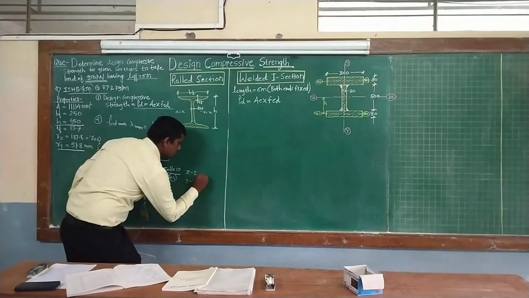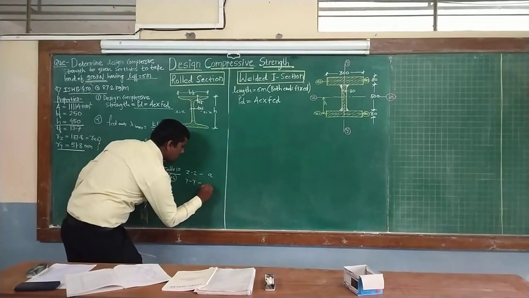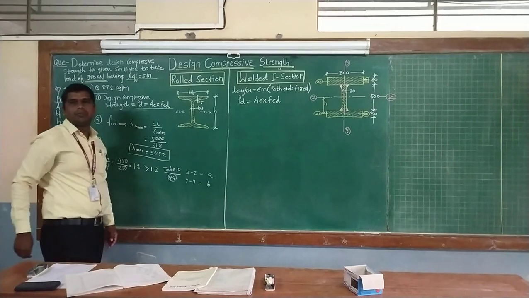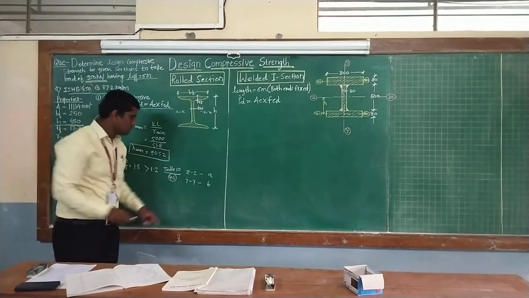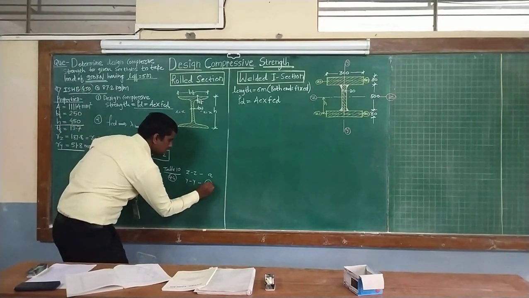Then we refer to the buckling class of the cross section along Z axis and Y axis. So the buckling class will be A and B. For Z axis, buckling class is A. For Y axis, buckling class is B. For this buckling class B, we are going to select.